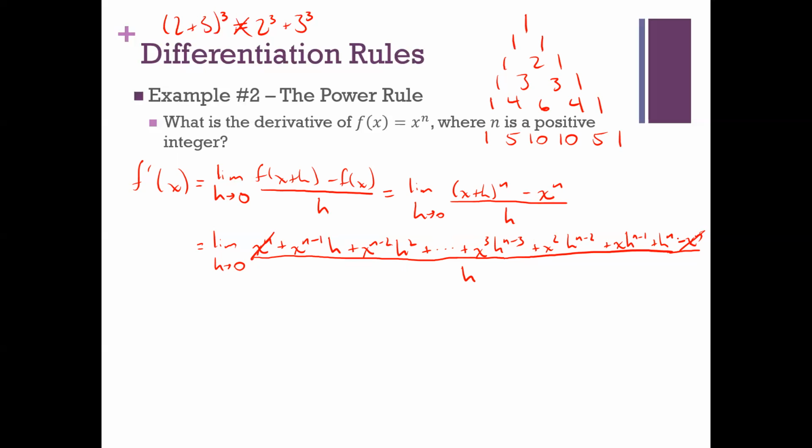That's why I have the ellipsis in the middle. No matter how big n gets, there is no theoretical maximum. But what I do know is that the power on x is going to start at whatever n is and then decrease to 0. The power on h is going to start at 0 and increase to n. So I know how this thing begins, I know how it ends, and I don't actually care how many of these things there are in the meantime.